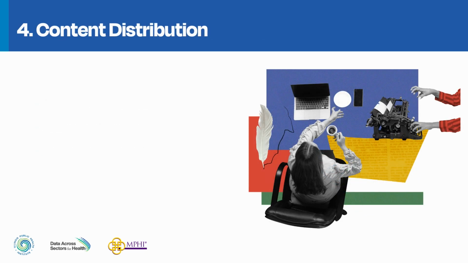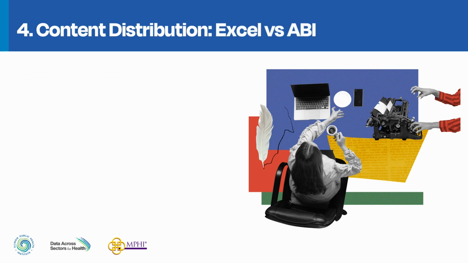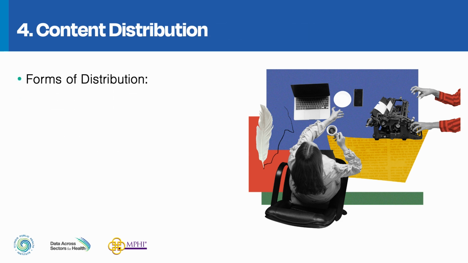Content distribution is about sharing data and insights in ways that are accessible, engaging, and actionable for a specific audience. A static report summarizing health trends might work well for community partners, while decision makers may also need interactive dashboards to explore vaccination coverage. ABI tools make it easy to provide both options efficiently. Delivery matters as much as the data itself. Community meetings, public websites, and tailored presentations ensure clarity, while accessibility is key.